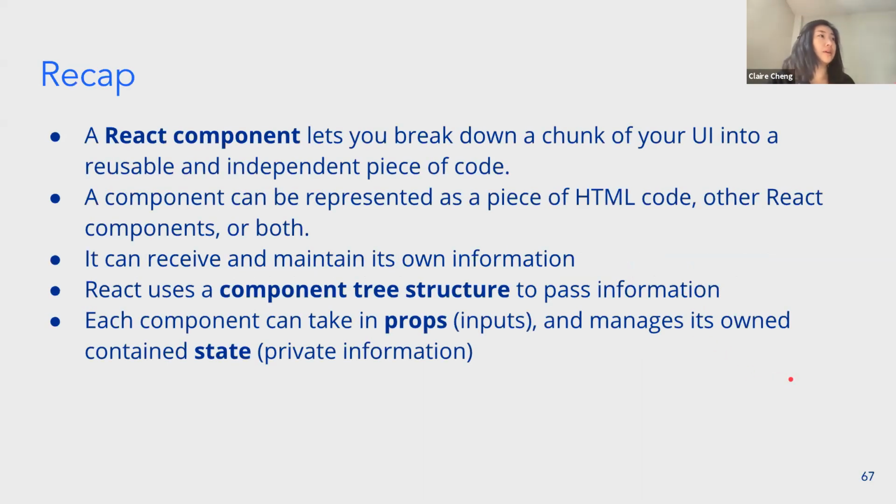So a quick recap. React components let you break down chunks of your UI into reusable and independent pieces of code. A component can be represented as a piece of HTML code or React components or both. They can receive and maintain their own information, and React uses a component tree structure to pass information down throughout the tree. Each component can take in props, which are basically inputs, and manages its own contained information through something called state.